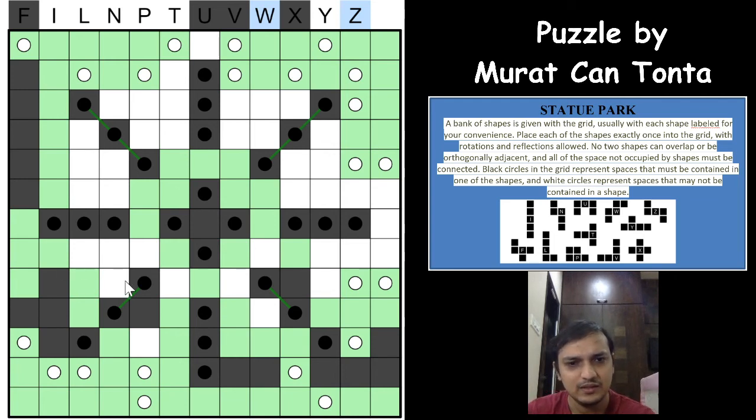And now this white area has to come out this way. Again, this white area has to come out this way, right? Which means that this pentomino will have to be either, it has many cases. I'm not sure what this pentomino will be, but okay.